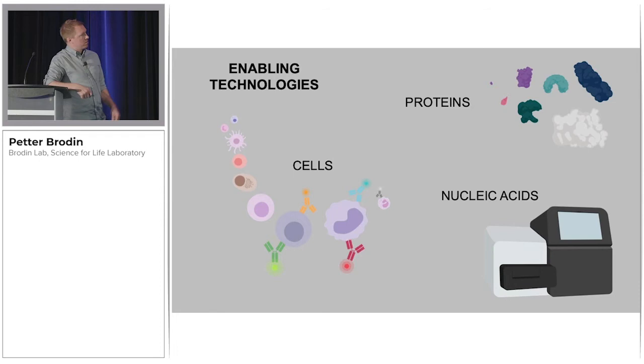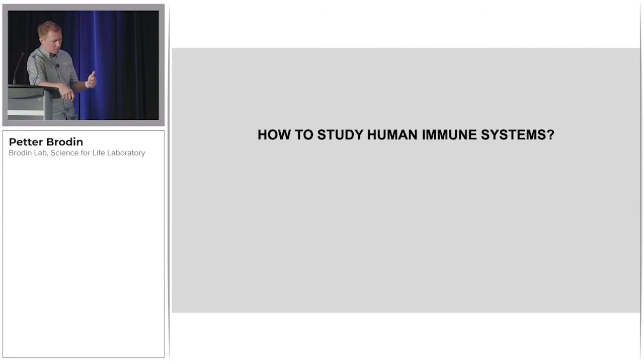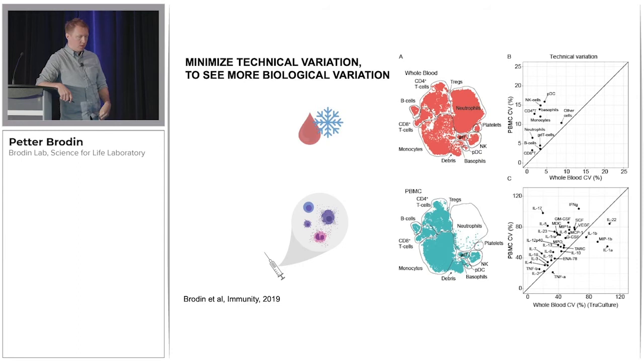But again, let's get back to this issue of how do we study the human immune system and how do we tackle some of these challenges I've mentioned. So one thing that we worked quite a bit on in the last few years is to try to minimize every amount of technical variation that we can, because by minimizing the technical variation, we can see more biological variation using the sample sets we have. Any sort of technical variation will be blurring our vision otherwise. And so one way to do that is to start moving from PBMCs to whole blood. And this has been instrumental for us.